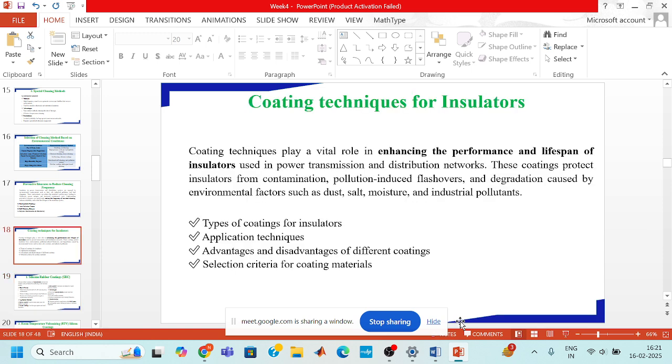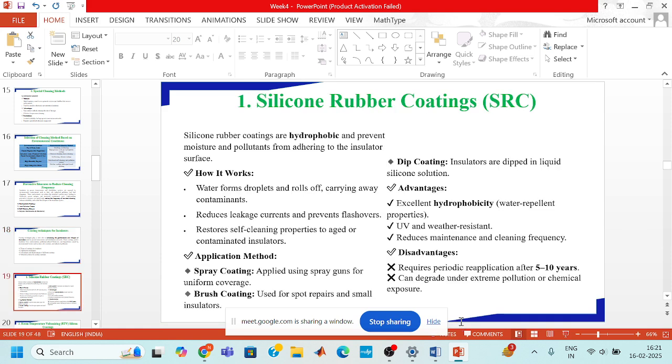Okay, so the first type of coating is silicone rubber coatings, also known as SRC coating. Silicone rubber coatings are hydrophobic, and are used to prevent moisture and pollutants from adhering to the insulator surface. Water forms droplets and rolls off, carrying away contaminants, and it reduces leakage currents and prevents flashovers. It also restores self-cleaning properties to aged or contaminated insulators.